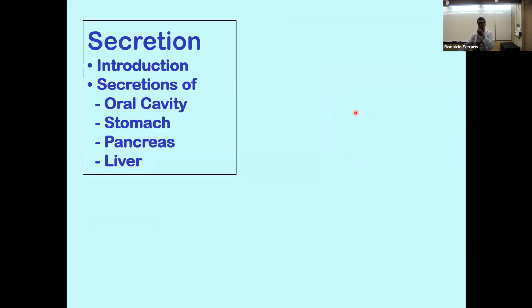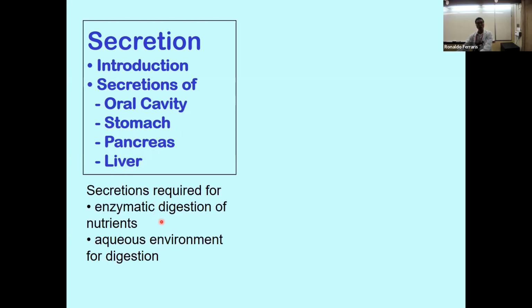So first, let's talk about the first part of GI physiology, which is secretion. I will introduce what the secretions are. Secretions typically involve the oral cavity, the stomach, the pancreas, and the liver. They're required for enzymatic digestion of nutrients and to provide an aqueous environment for digestion.